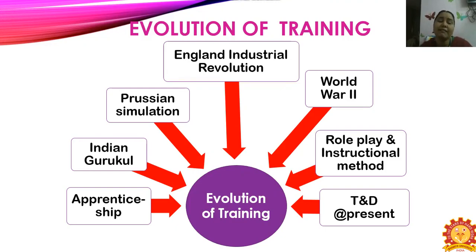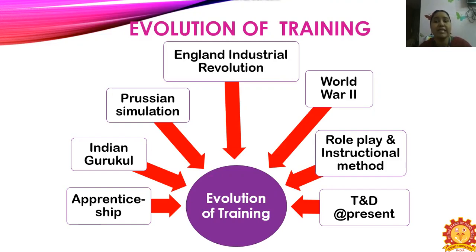Then came England's industrial revolution. We all know what it is. In England in the 19th century, several factory schools were created and workers were trained in classrooms by this method of vestibule training. So, a classroom setup was there, and the method of job-related education was applied here.